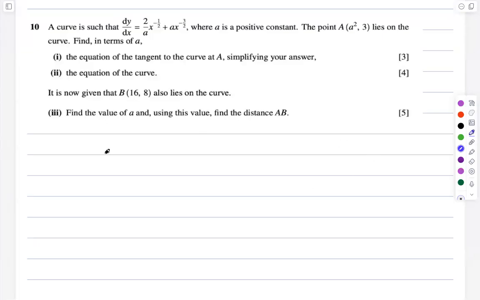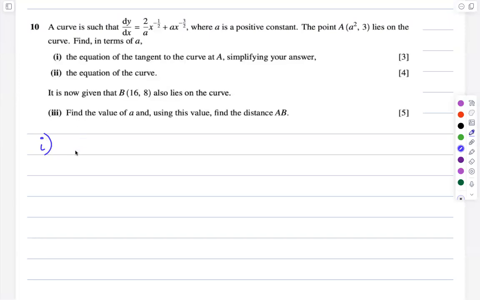In question 10, a curve is such that dy/dx is 2x^(-1/2)/a + ax^(-3/2), where a is a constant. The point A (a², 3) lies on the curve. We have to find, in terms of a, in part 1, the equation of the tangent to the curve at A.